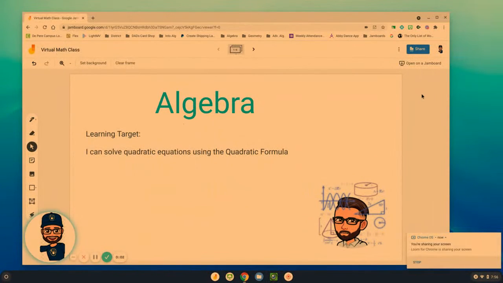Hello, algebra students, and welcome back to another video lesson as we start a new topic today called the quadratic formula. Can we solve quadratic equations using this quadratic formula? I think this is a rather cool section just because what I'm going to show you works with almost every type of quadratic problem we work with.